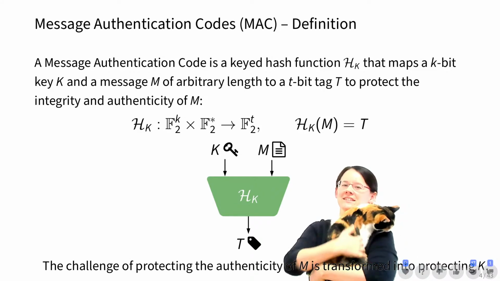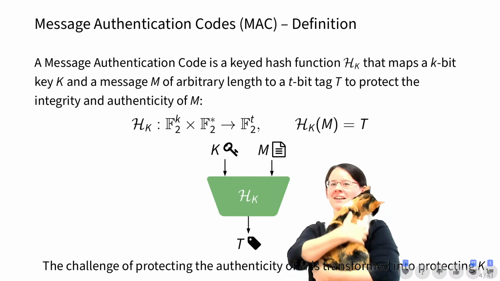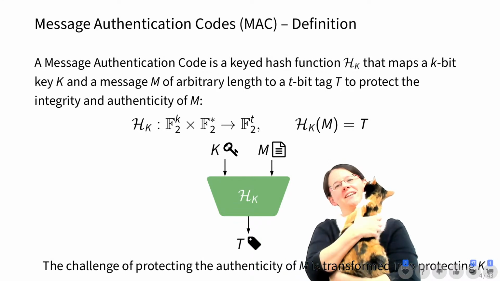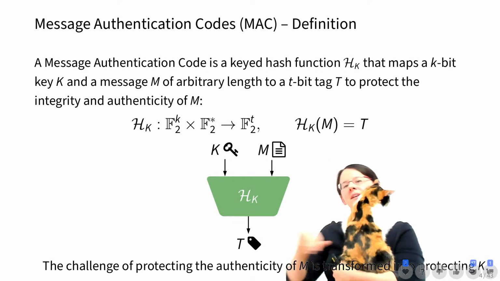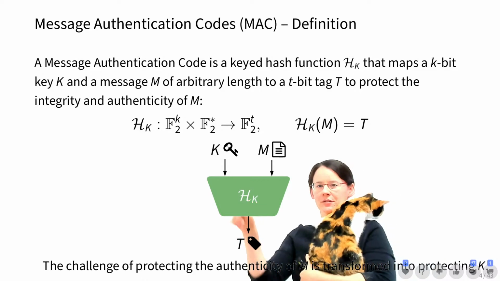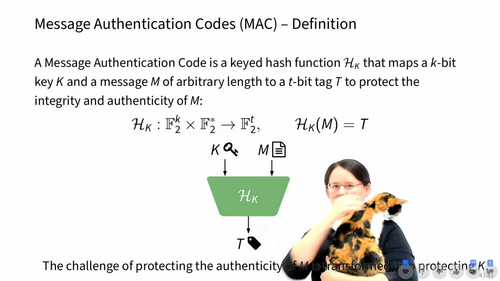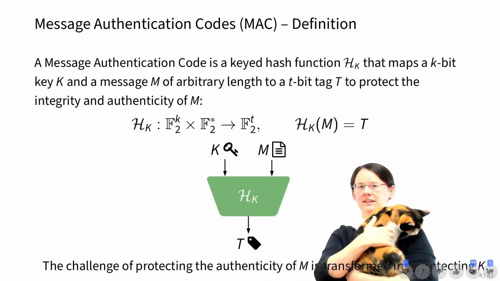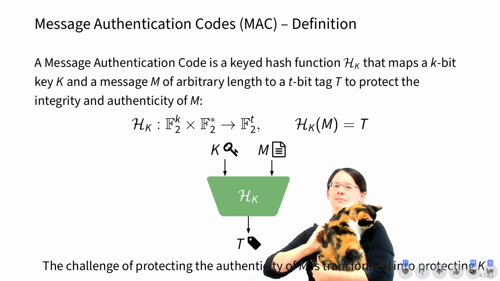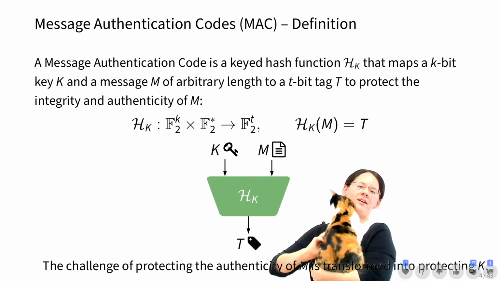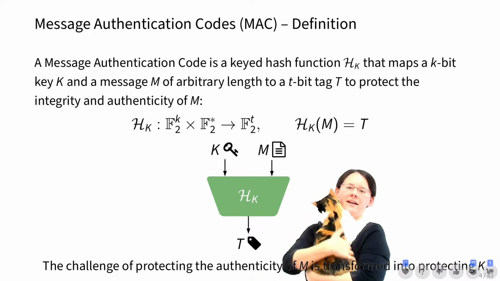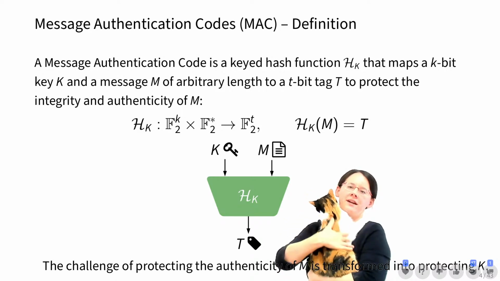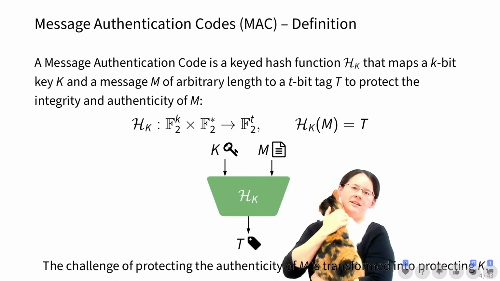So we can also say this in mathematics. A message authentication code is a keyed hash function, H_K. So we always denote the name of the function with H, and this subscript K means the key that it takes. And it maps a K-bit key and a message of arbitrary length to a T-bit tag. And this tag again protects the integrity and authenticity of M.